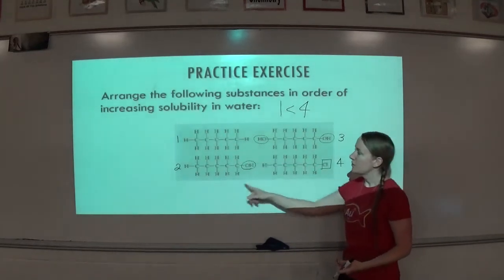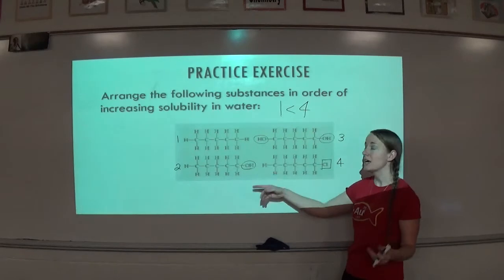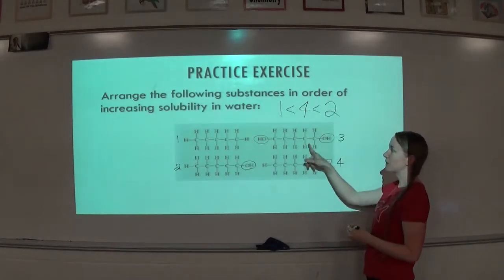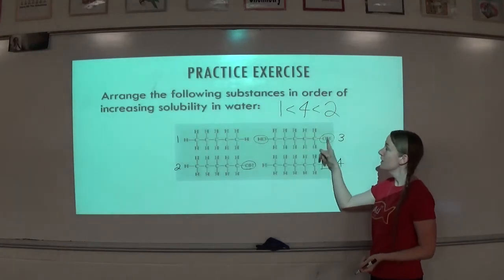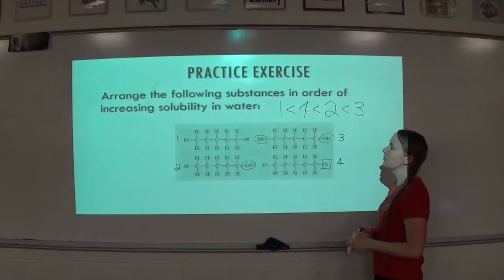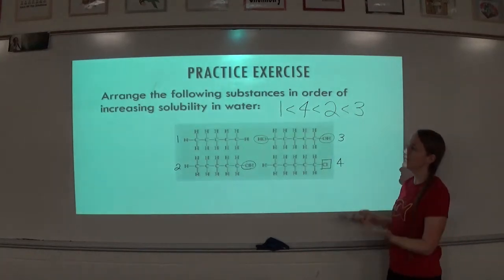All right, next I'll move on to, of course, my alcohol group because I know OH is more polar than Cl. So 2 would be next. And then how do I know 3 is the most soluble? Because it has 2 alcohol groups. So 3 would be the most soluble. And so that's how you would do that.